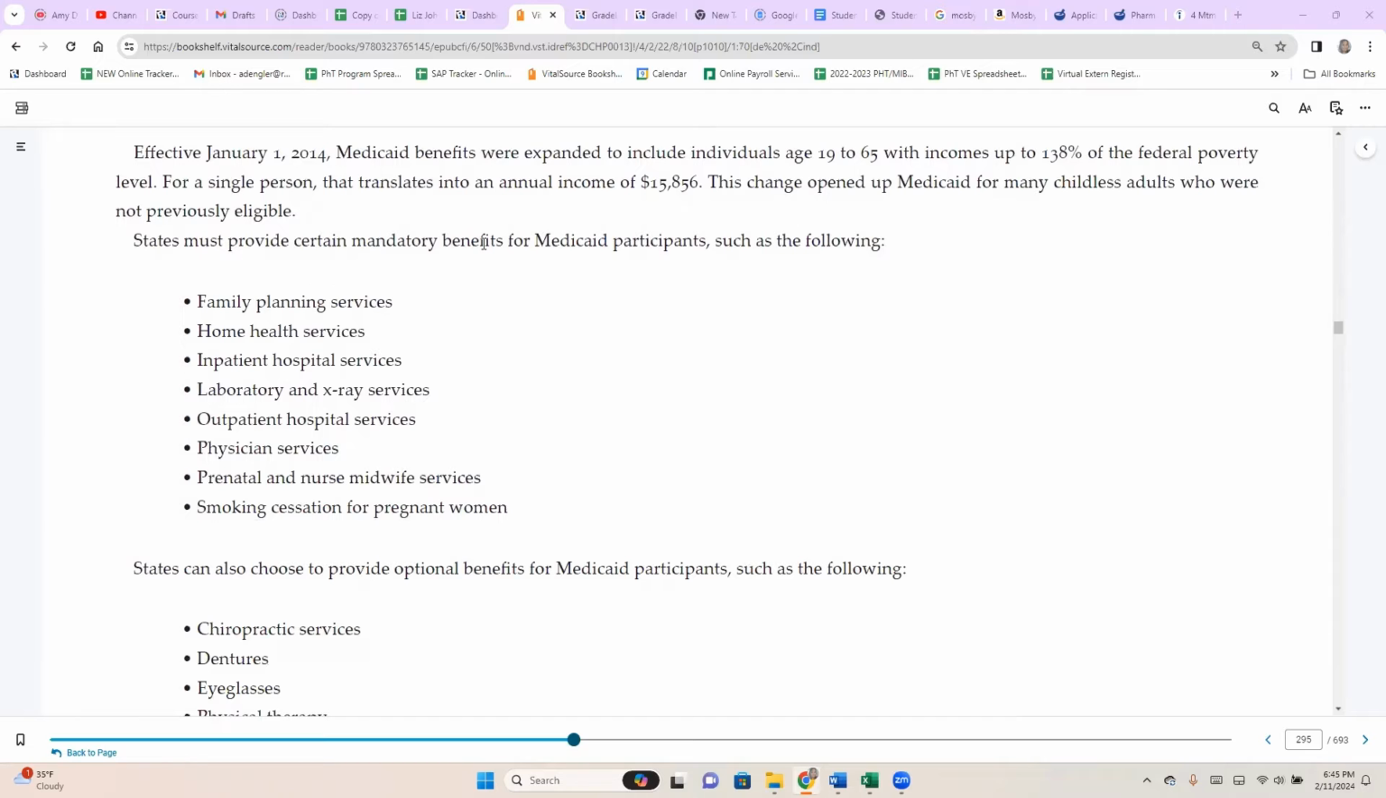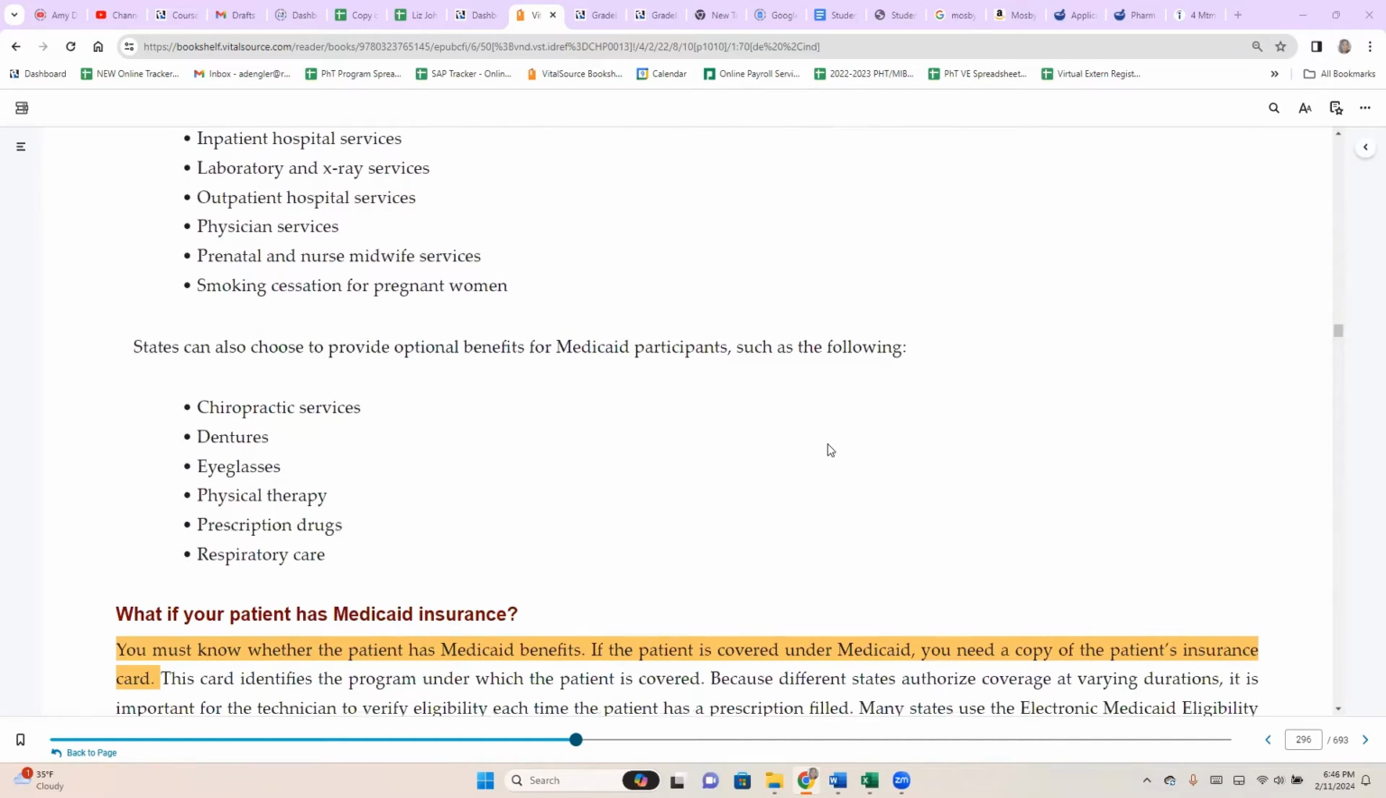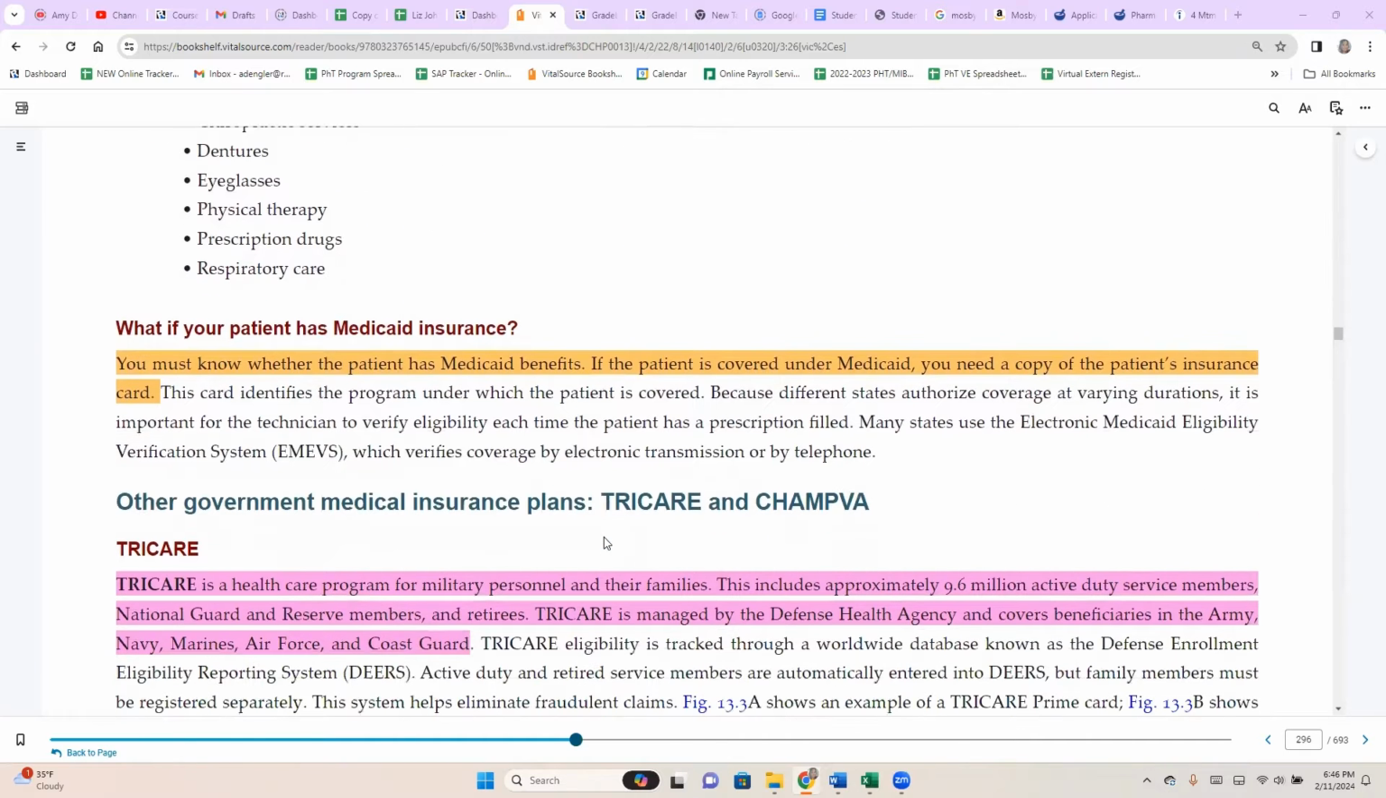So states must provide certain mandatory benefits for Medicaid participants. So all these things listed, and states can choose to provide optional benefits for Medicaid participants, such as these items here, like chiropractic services, dentures, eyeglasses.